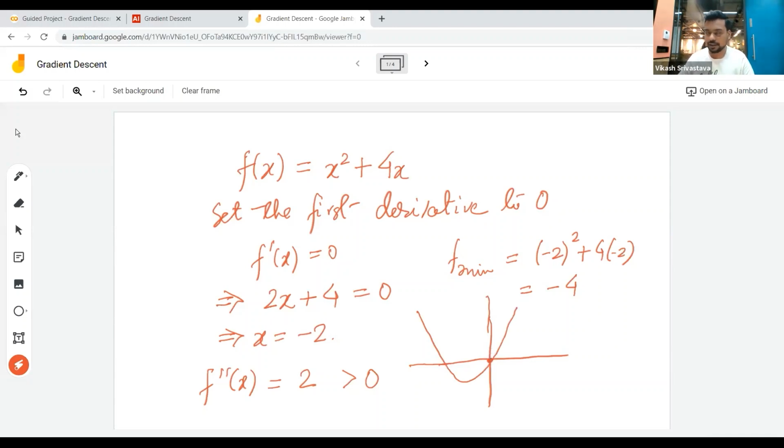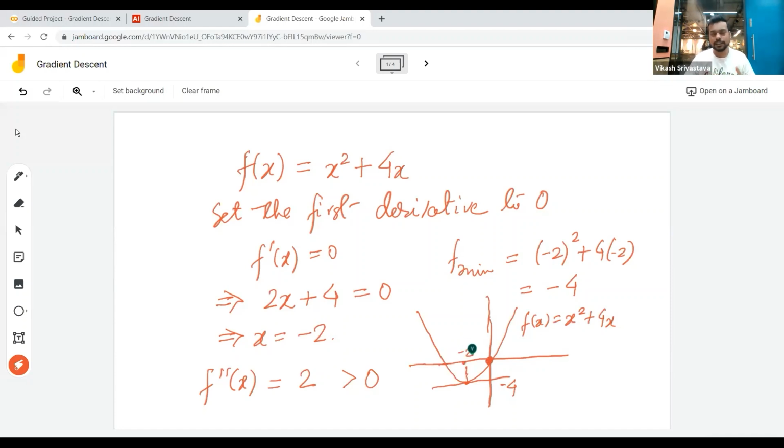At 0 this function is going to take the value 0, because if you plug in x equal to 0 to this function, the function will be 0, right? So this is a point here, right? So this function f(x) is equal to x squared plus 4x, and this value is of course minus 4, and the x for which this function is taking the minimum value is minus 2, right?